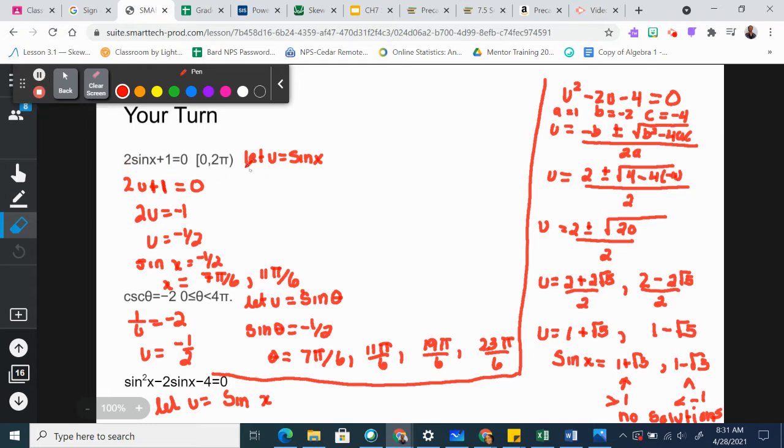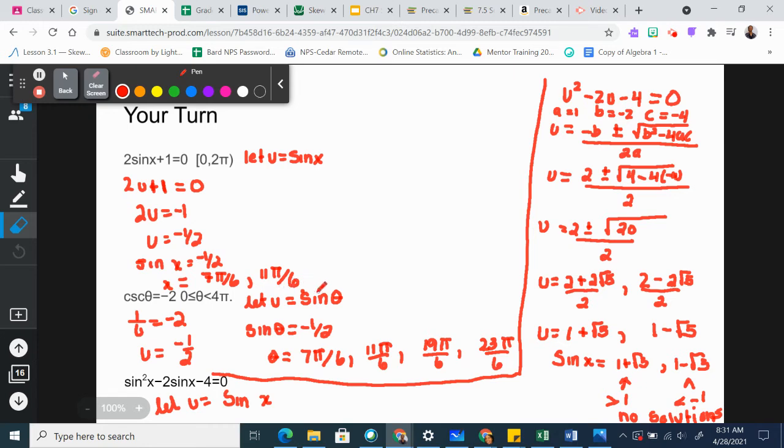For the first one, I did a u substitution, so I let u equal sine of x. Then I solved the problem using basic linear algebra, or the algebra 1 skills that we learned in 9th grade, and then I substituted the sine of x back in place of u, and found the solution. So there are two places. We said sine of x is equal to -1/2, so we know that happens when x is equal to 7 pi over 6, or 11 pi over 6.